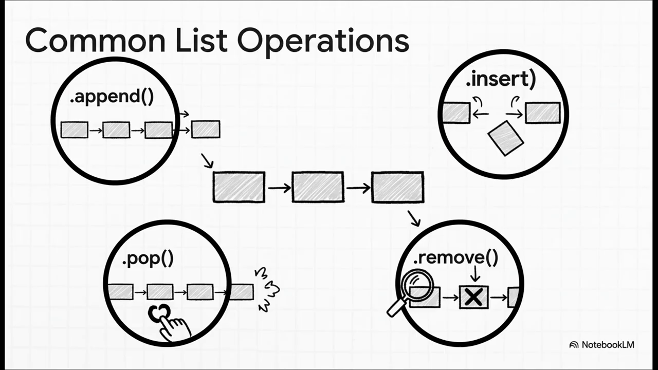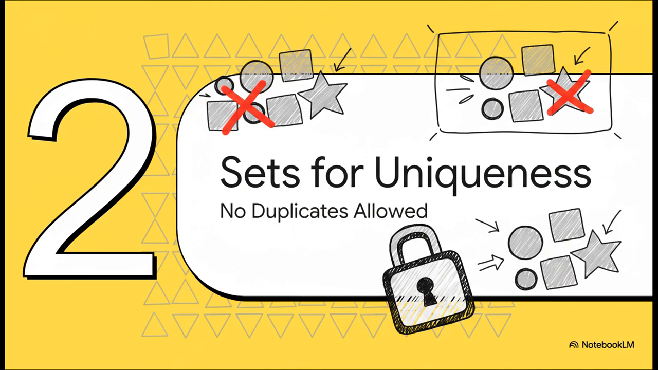And that flexibility doesn't stop there. Lists are meant to grow and shrink. You can easily tack an item onto the end using .append, or maybe you need to squeeze something into a specific spot with .insert. And of course, you can shrink it down, either by taking the last item off with .pop, or by hunting down a specific value and getting rid of it with .remove. They're totally dynamic.